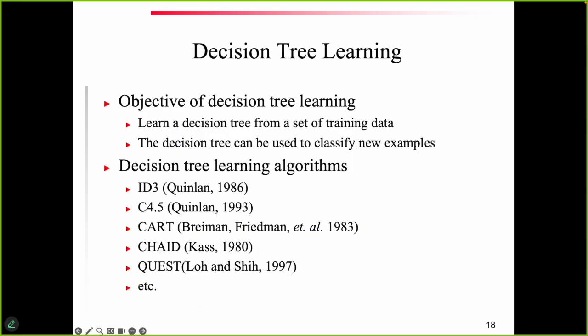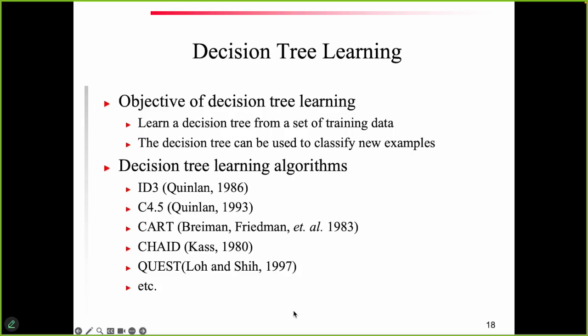Now, let's focus specifically on decision tree learning. So what is the objective here? The objective in decision tree is that we want to learn a decision tree, right? We want to learn a decision tree from our training data. And this training data, of course, has class labels, right? So we have some known class labels. And once the tree is learned, then you can apply it to your new unseen data, for example, to classify new examples, like the examples we've seen before.